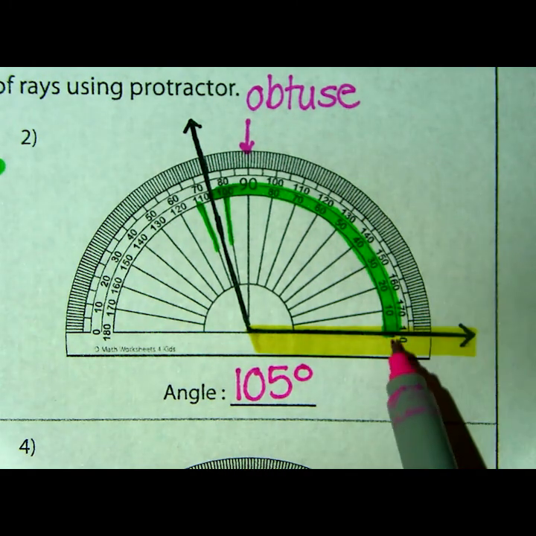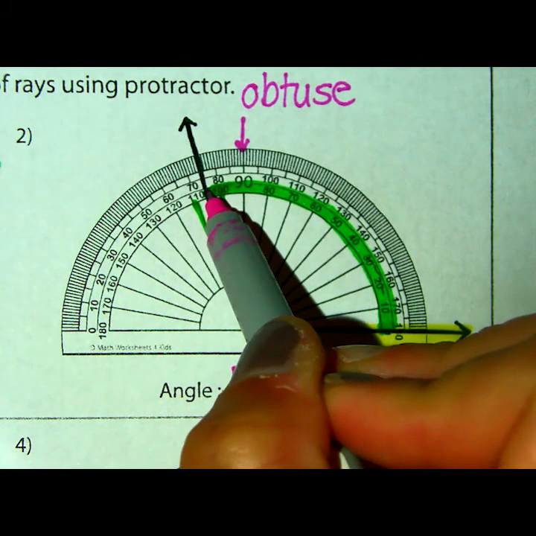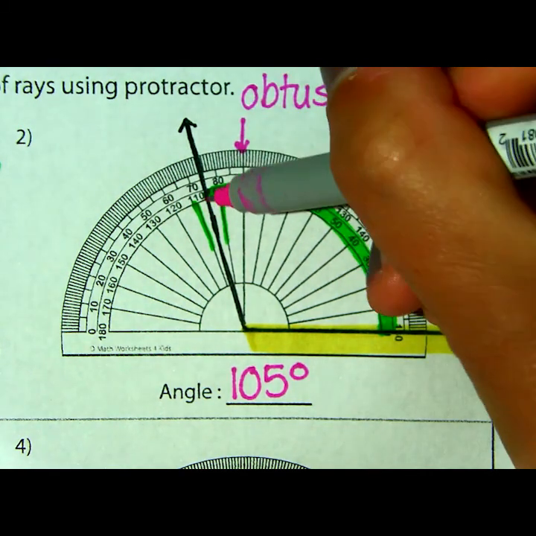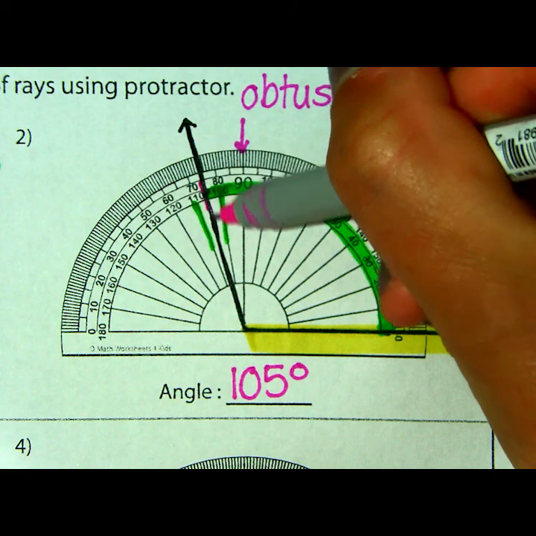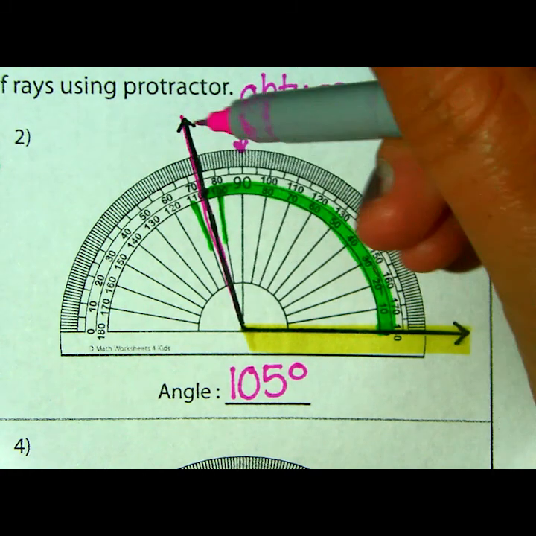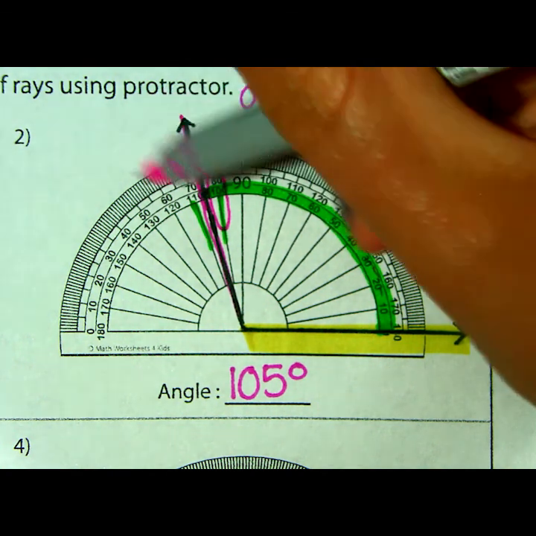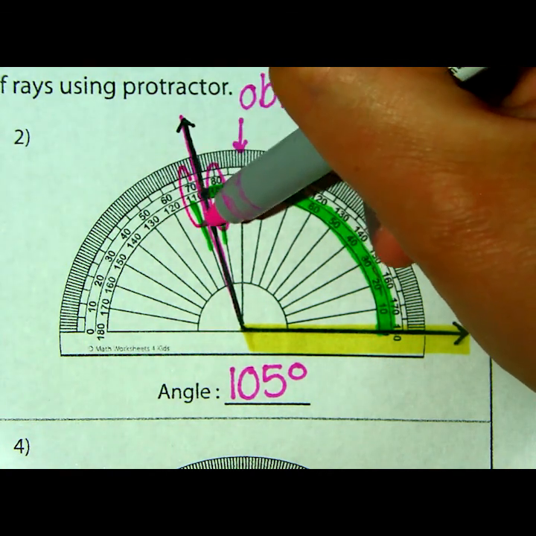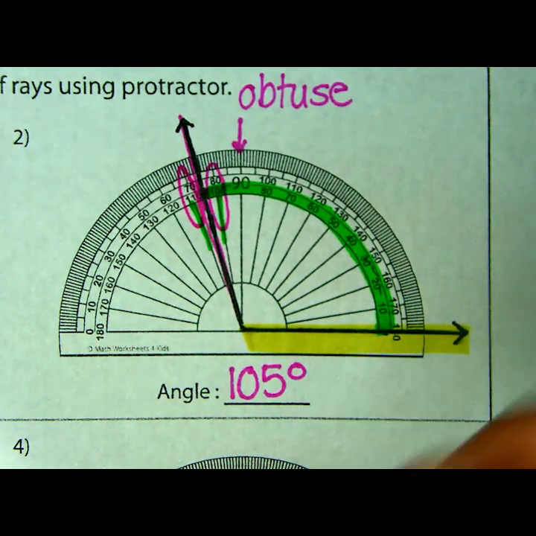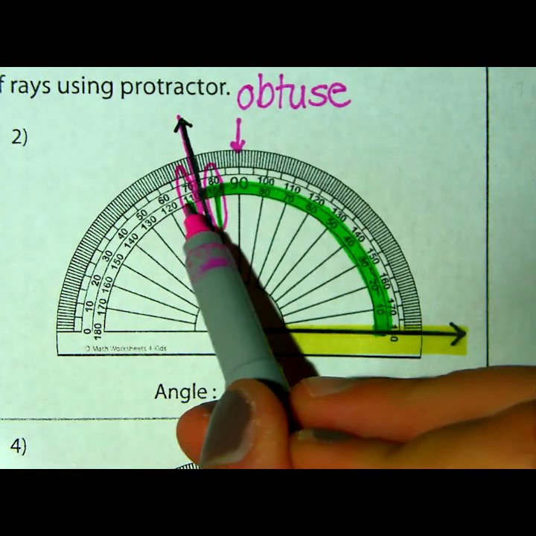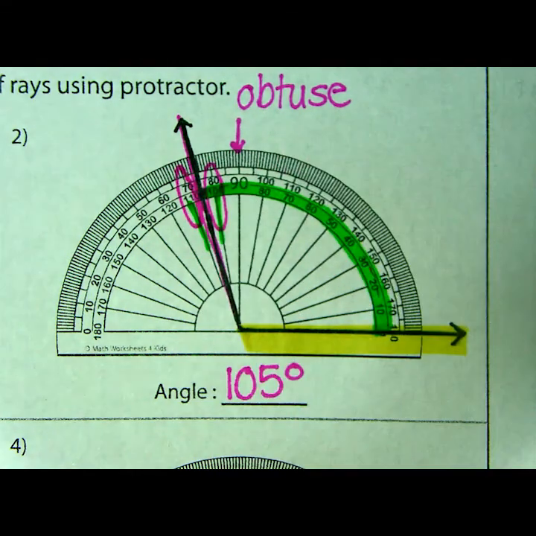Again, following this scale from 0 all the way up until I find my angle, and I can see that this darkened line of my angle falls right between this number of 100 and this number of 110. And I know that directly between 100 and 110 will be 105 degrees.